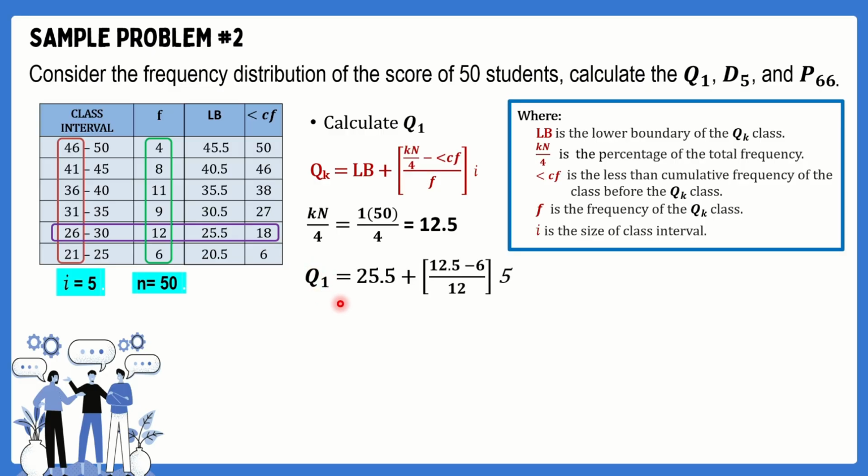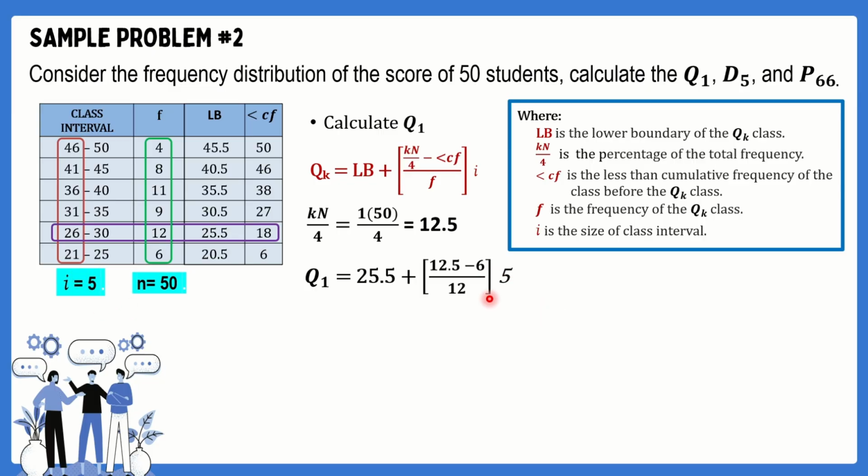So let's substitute. So we have the lower boundary 25.5, plus 12.5, and minus the cumulative frequency 6. Why 6? Because we are going to use the one before the quartile class. So this is the quartile class. What we will use is the one before, which is 6, the less than cumulative frequency, all over 12. Where did we get 12? We have here the frequency 12 multiplied by the class interval.